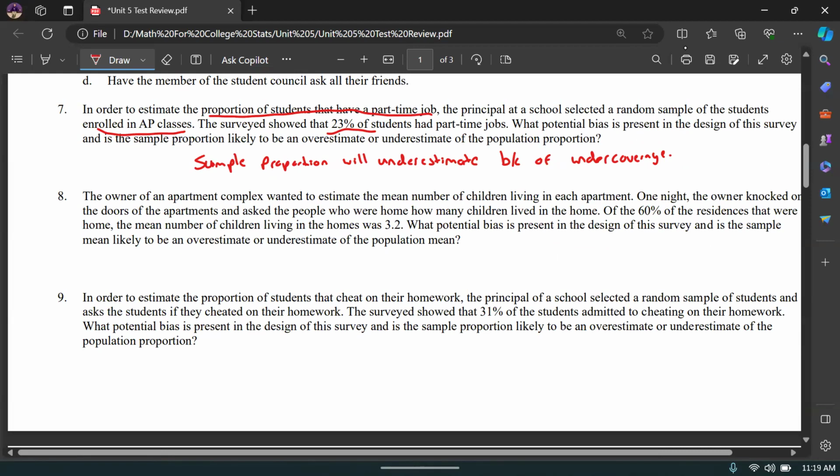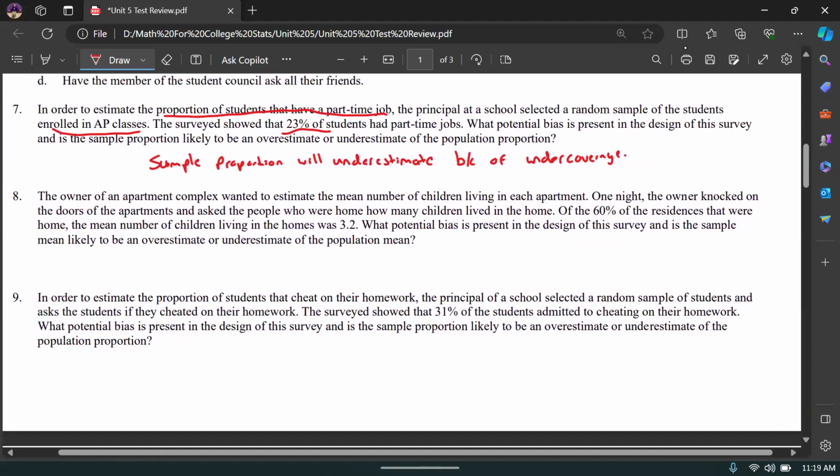The owner of an apartment complex wanted to estimate the mean number of children living in each apartment. One night, the owner knocked on the doors of the apartments and asked the people who were home how many children lived in the home. Of the 60% of the residents that were home, the mean number of children living in the homes was 3.2. What potential bias is present in the design of the survey, and is the sample mean likely to be an overestimate or an underestimate?